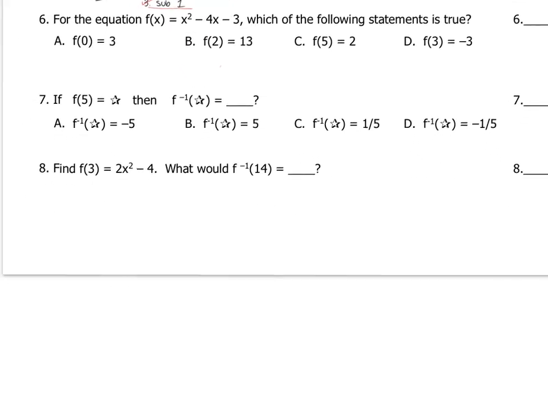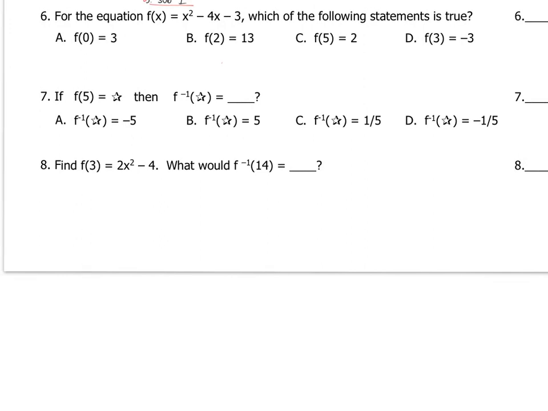It says we have a little multiple choice question. For the equation f, which of the following statements is true? Part A is saying if I plug in 0 for x, I should get 3. Well, let's check that out. Let's just test it. If I plug in 0, then this function would read 0 squared minus 4 times 0 minus 3. Well, both of these things would just become 0, so I have 0 minus 3, but 0 minus 3 does not equal 3, it equals negative 3. So therefore, I think A is not correct.